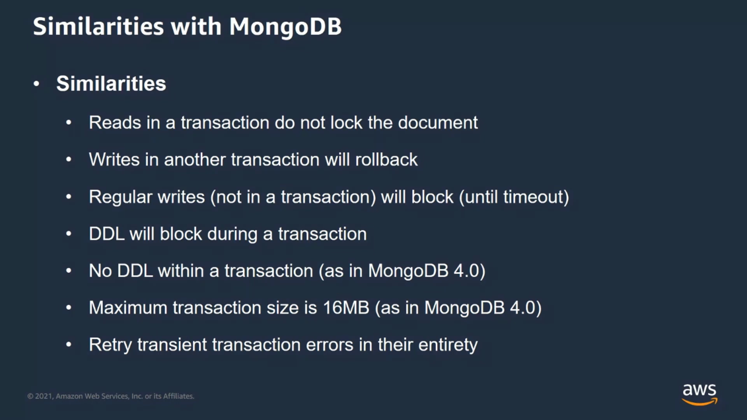The transactions in DocumentDB are very similar to the way transactions were in MongoDB 4.0. And that covers the next 2 bullet points. In later versions of MongoDB, some of these 2 points change, but currently DocumentDB does not allow for a DDL operation inside of a transaction, which is the same as it was in MongoDB 4.0. And similarly, the maximum transaction size is 16 megabytes. Again, same as MongoDB 4.0.